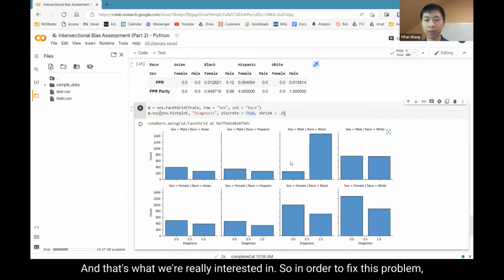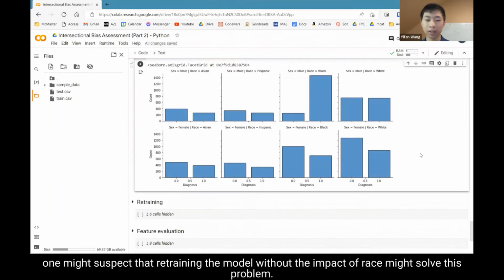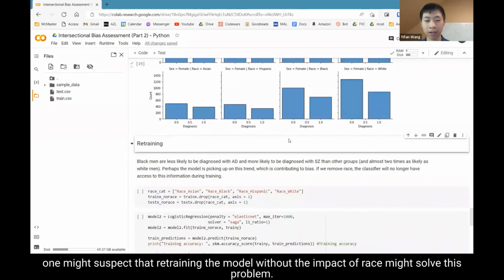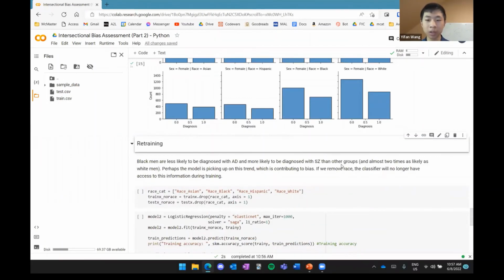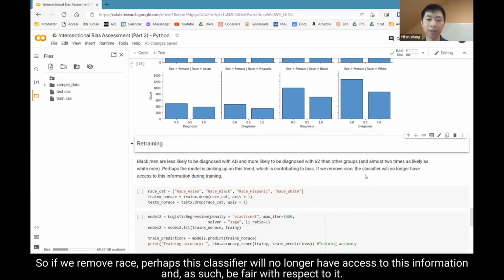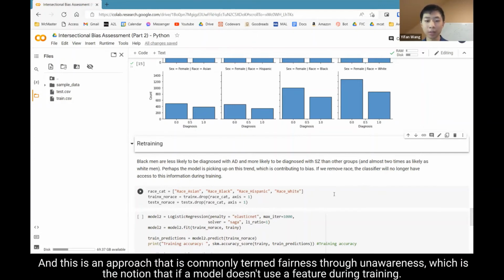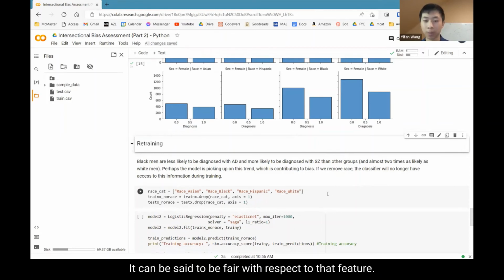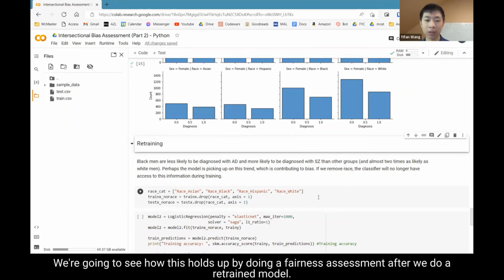So in order to fix this problem, one might suspect that retraining the model without the impact of race might solve this problem. So if we remove race, perhaps this classifier will no longer have access to this information and as such be fair with respect to it. And this is an approach that is commonly termed fairness through unawareness, which is the notion that if a model doesn't use a feature during training, it can be said to be fair with respect to that feature. And we're going to see how this holds up by doing a fairness assessment after we do a retrained model.